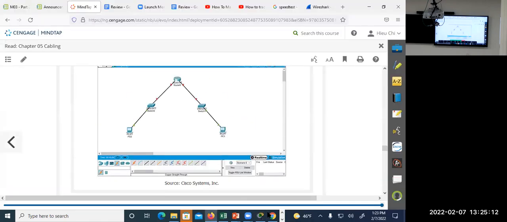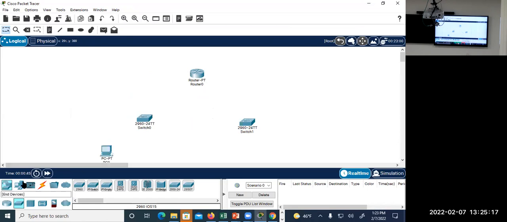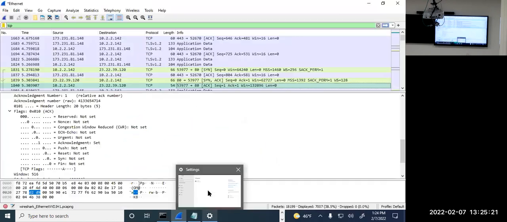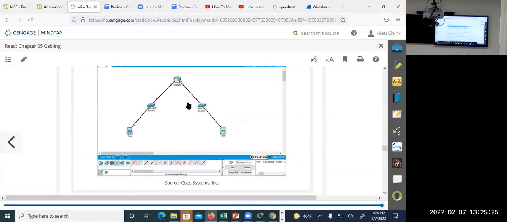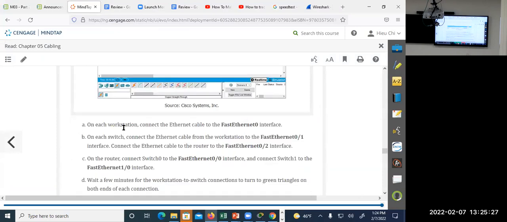And you have the two computers also, right? So you need two more computers, one here, one here. Now you have to connect them together, right? So on each workstation, connect the Ethernet cable from F0/0 and connect to the switch F0/1.